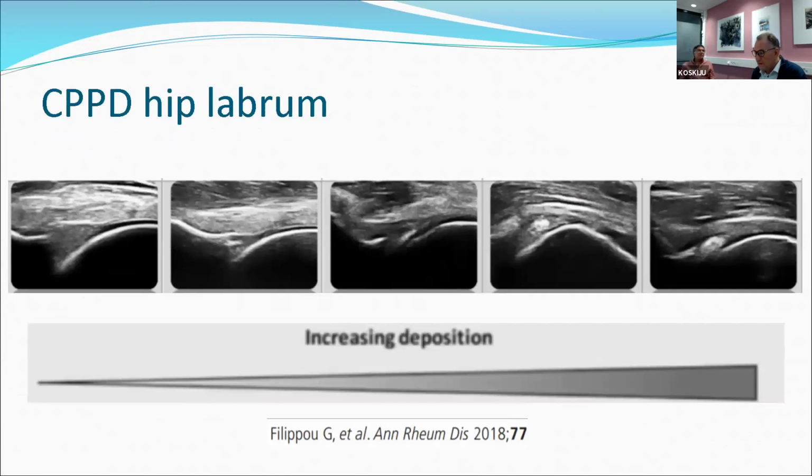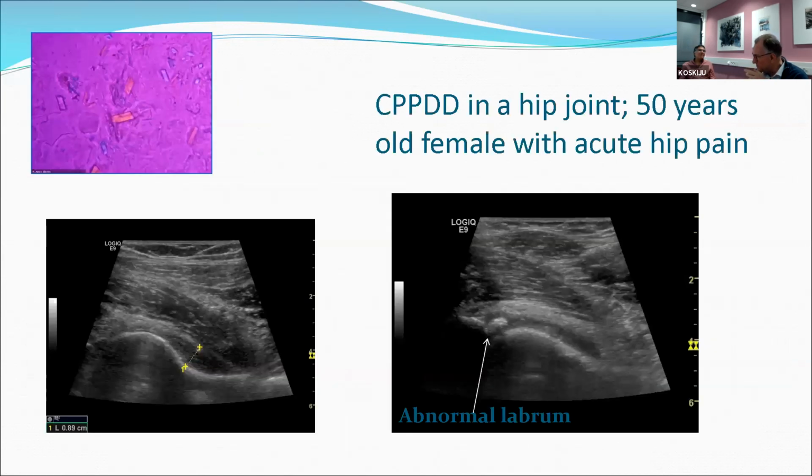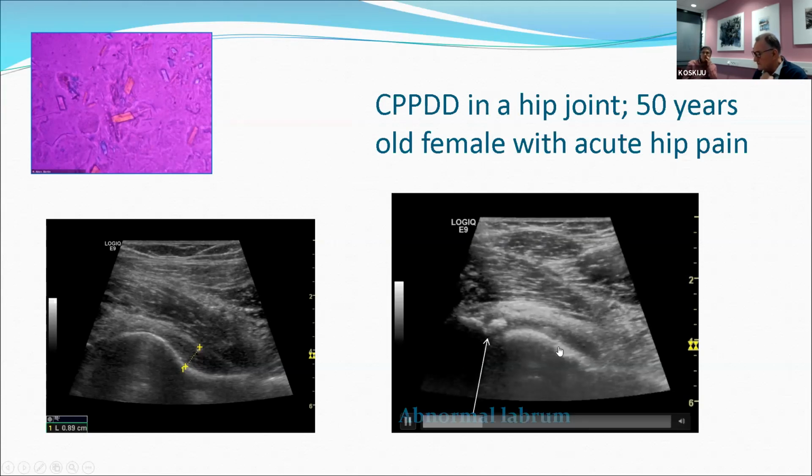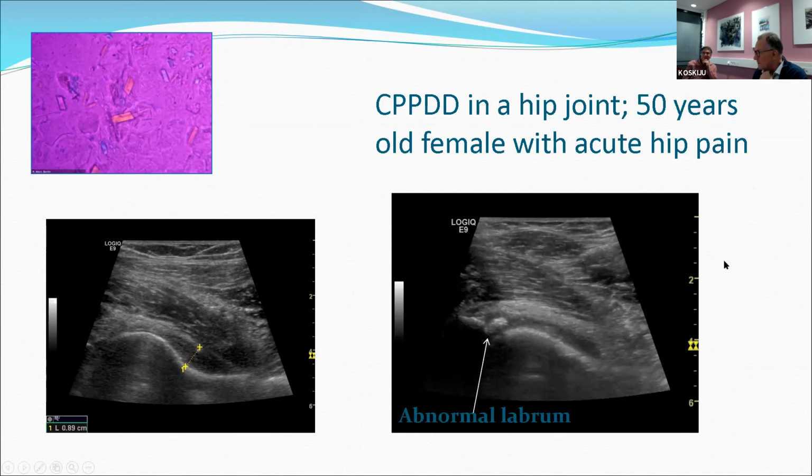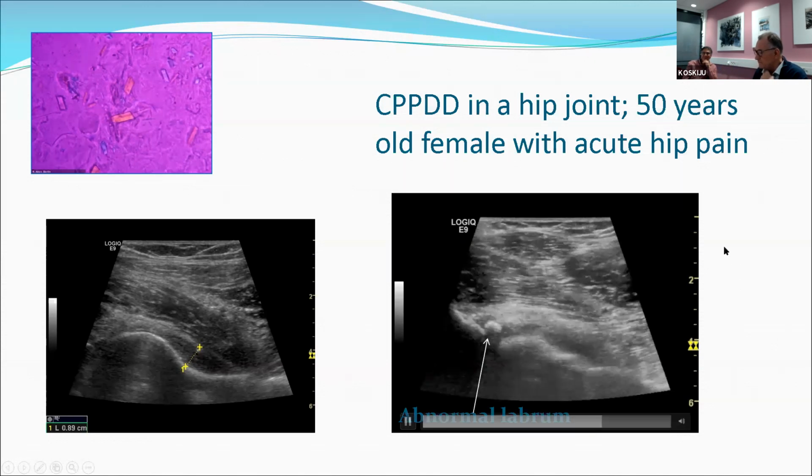Even in the hip labrum, there might be, in a normal labrum, just a little bit of calcification, even more, and here a lot more. I actually have one case, I remember: a 50-year-old female had acute hip pain. She had a CRP of more than 100. The ultrasound of the hip joint was not normal. It was a little bit enlarged distance between bone and capsule compared to the other side, which was completely normal. And look at the labrum. Her labrum was like this, and there was some gray material. I put a needle here and got out milk-like material, and it was obviously CPPD disease.